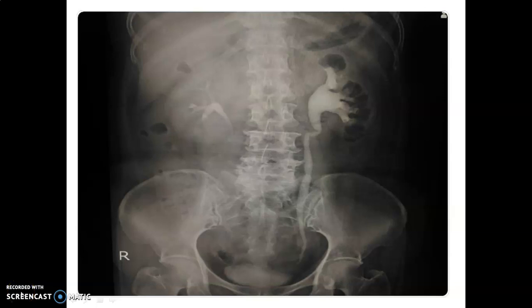Hello everyone. Today's interesting topic is ureter. This is the contrast radiograph of the KUB, kidney ureter bladder region. You can see the minor calyx, minor cup-like structures, major calyx, big cup-like structures, and the pelvis of the ureter.